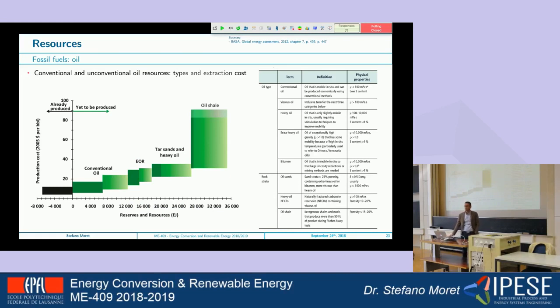And as I said before, if you look at the quantities here on the left-hand side, you see that up to now we have consumed only a little part of the oil. Most of the oil available on Earth today is still there. It's just available, for example, in viscous form together with sand, or in shales, so it is more difficult to recover.